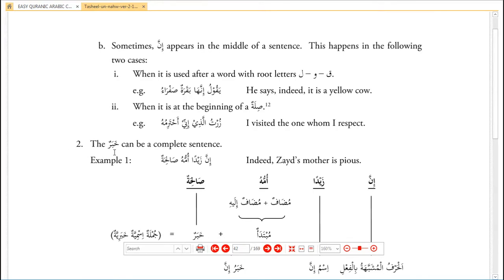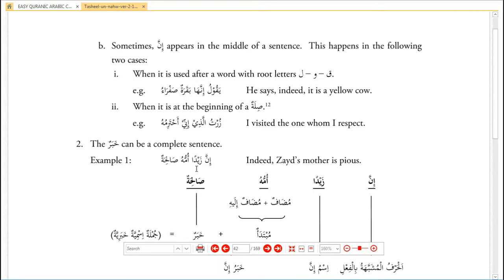So here it says the khabar can be a complete sentence. For example, inna Zaydan ummuhu salihatun. Indeed, Zayd's mother is pious. Zayd ummuhu saliha is a complete sentence. If you take out the inna, it will be Zaydun ummuhu saliha, Zayd's mother is pious, or Zayd, his mother is pious. So when we add inna, it gives more ta'kid. Inna changes the ism to nasb.